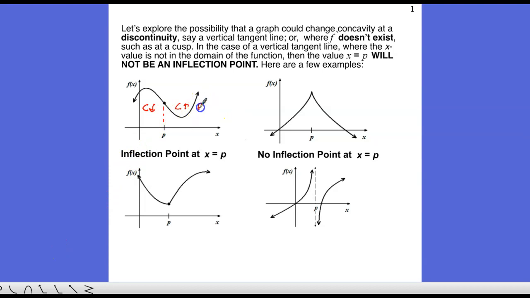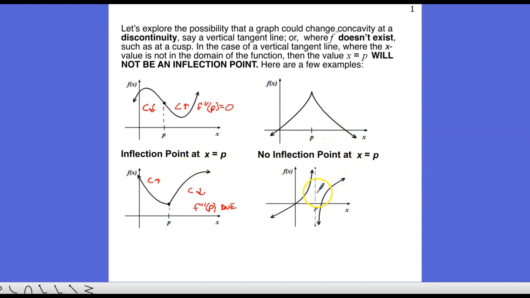And so we can say that f double prime of P is equal to 0. Now likewise, here on this part of the graph, we are concave up. And over here we are concave down. And so once again, here at point P, we have a situation where f double prime of P does not exist. And so these are both examples of where P is an inflection point for the graph.